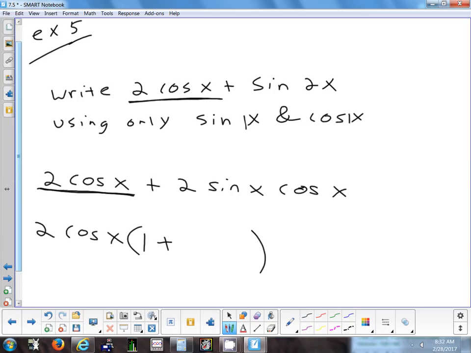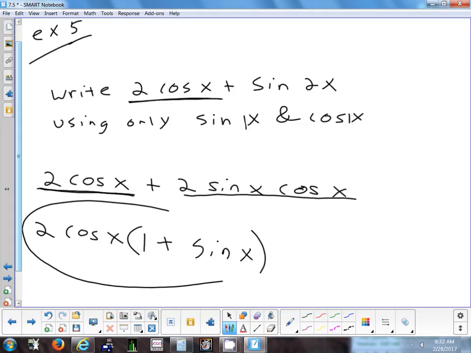Think about if you did distributive property. 2 cosine x times 1 is 2 cosine x. And 2 cosine x times what would give you what I just underlined? Sine x. So if they asked you to factor it, that's the factored version of the answer. If they didn't ask you to factor it, then you could have stopped there. It's really not too much work to just go that one extra step if they ask you to do it. Okay, so any questions on that?